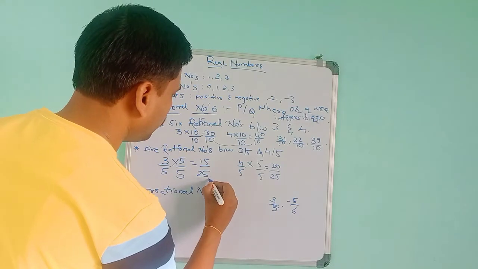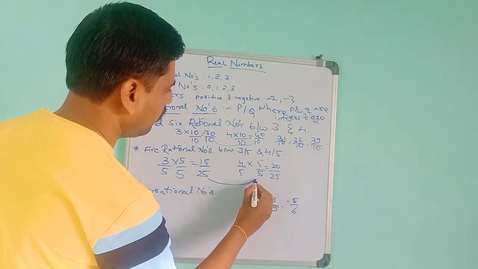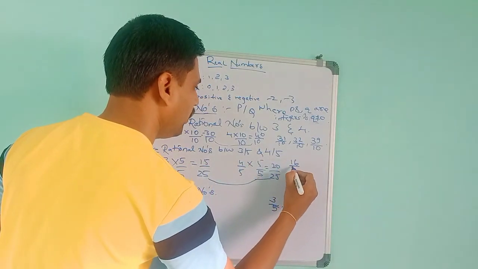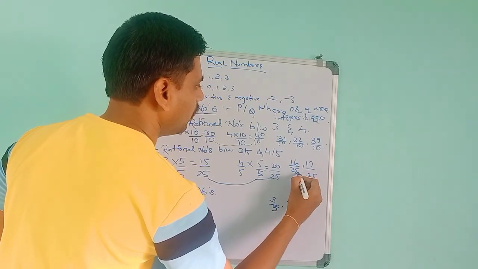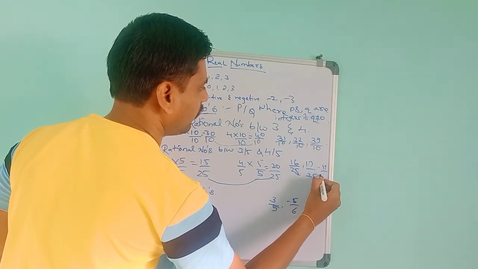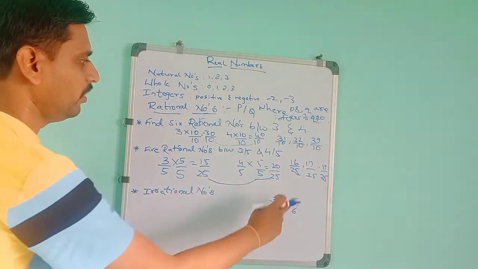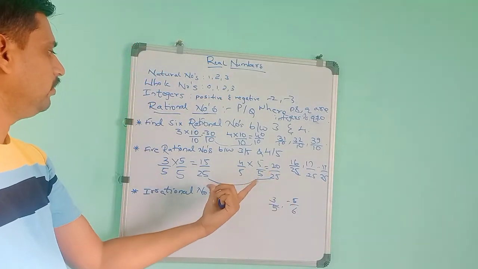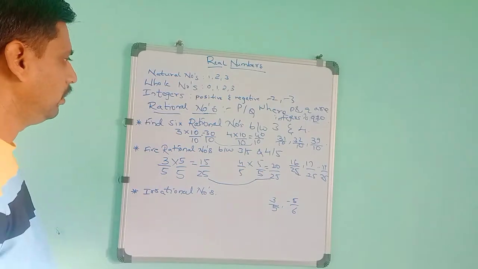So the numbers in between are applicable from 15 to 20. Between 15 and 20 we have 16 by 25, 17 by 25, up to 19 by 25. So 5 rational numbers between 3 by 5 and 4 by 5 are 16 by 25, 17 by 25, 18 by 25, 19 by 25. So they lie between 15 by 25 and 20 by 25.